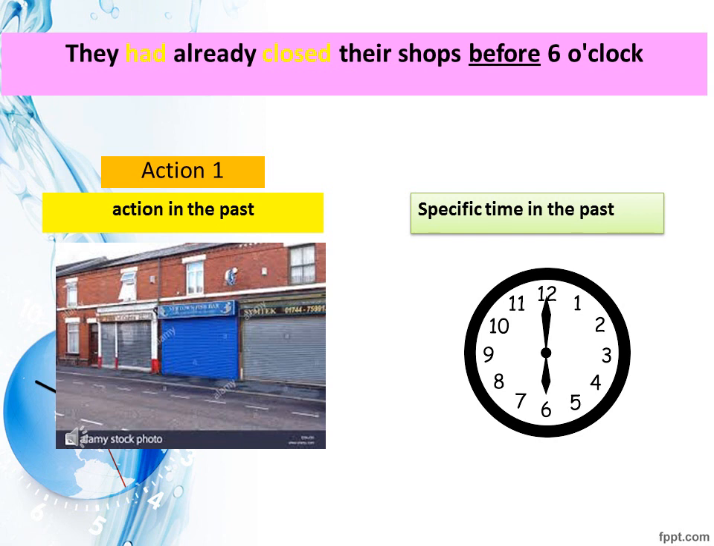So we are talking about the past. ماشي أي كنهضروا على واحد الحدث واحد الوقت محدد في الماضي اللي هو 6 o'clock. أشنو وقع قبل هذا الوقت؟ They had already closed their shops يعني قاموا بإغلاق متاجرهم. So they had already. لاحظوا already كتجي between helper verb had and past participle of the verb closed. So they had already closed their shops before 6 o'clock.